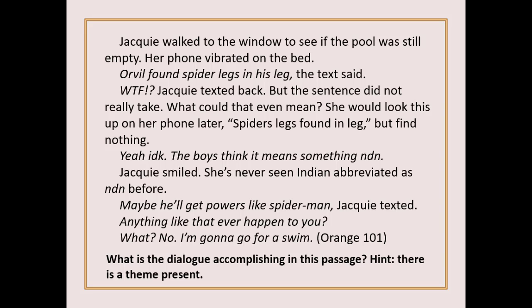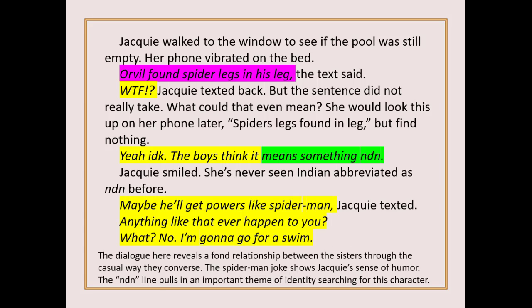All right, let's take a look here. So here's what I found, and this is one where maybe you could argue multiple things. I see that first text, Orville found spider legs in his leg, as being an inciting incident. And so I marked it as a plot event. Now you could also argue that it's characterizing Orville, okay? So it could be more than one thing.